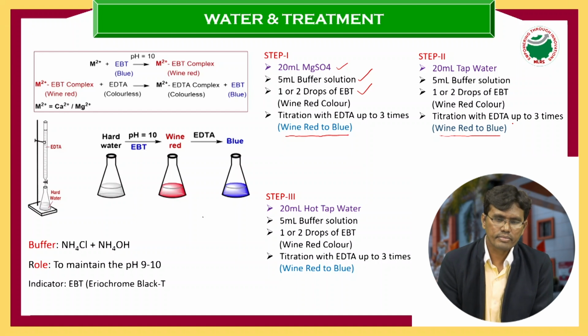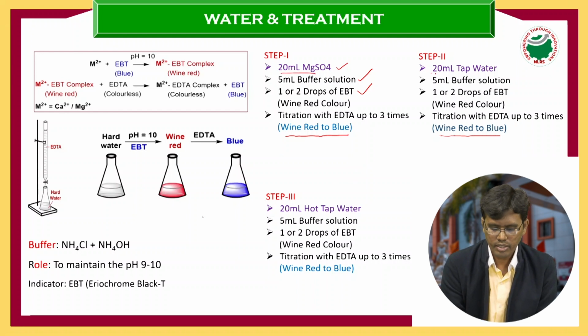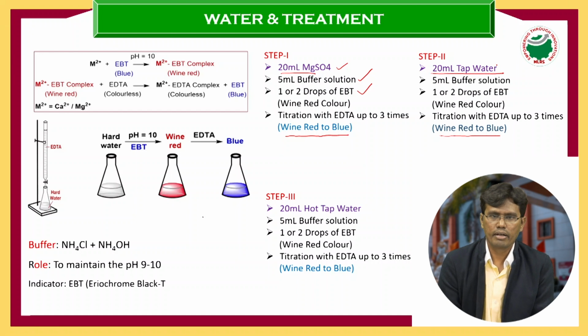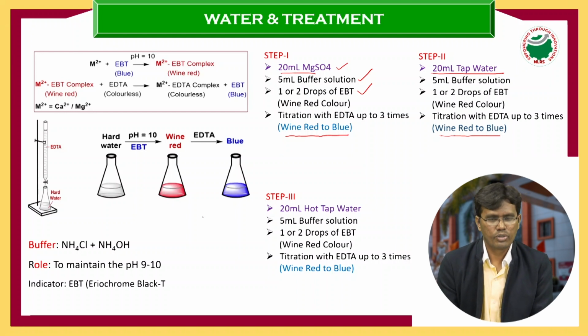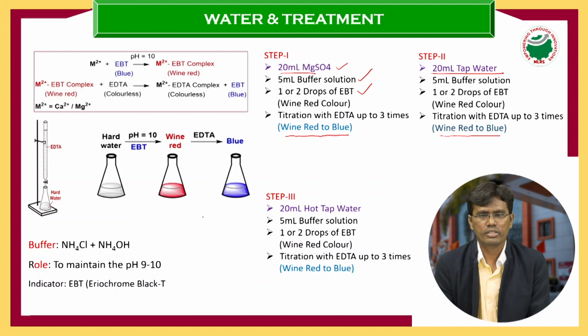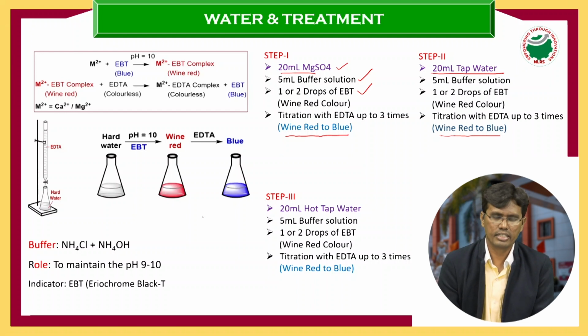Next, final step. Instead of MgSO4 and tap water, we pipette out hot water into the conical flask. Again 5 ml buffer solution, 1 or 2 drops EBT, then titrate with EDTA. The wine red color will change to blue color. Then we note down the values and calculate M3 V3 equal to M4 V4. Finally we will get temporary hardness, permanent hardness and total hardness. So these three steps are the most important in complex symmetric titration.